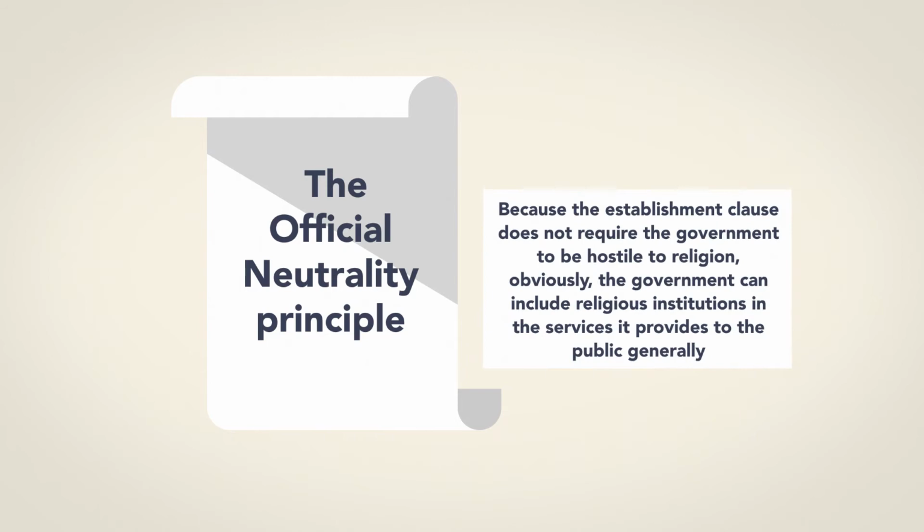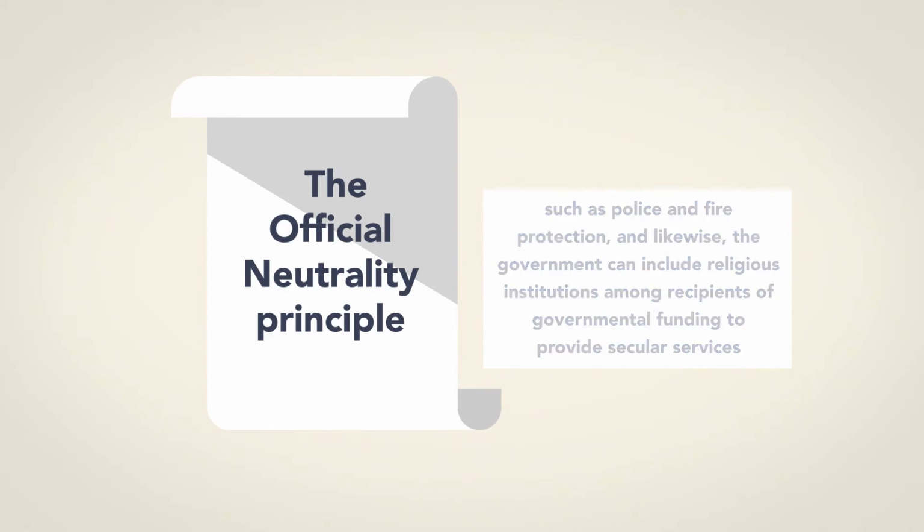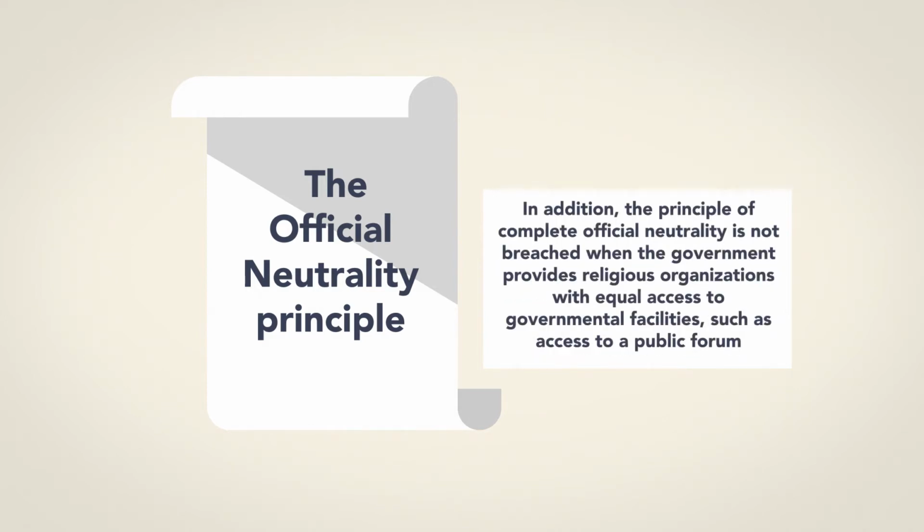Because the Establishment Clause does not require the government to be hostile to religion, obviously the government can include religious institutions in the services it provides to the public generally, such as police and fire protection. And likewise, the government can include religious institutions among recipients of governmental funding to provide secular services. In addition, the principle of complete official neutrality is not breached when the government provides religious organizations with equal access to government facilities, such as access to a public forum.